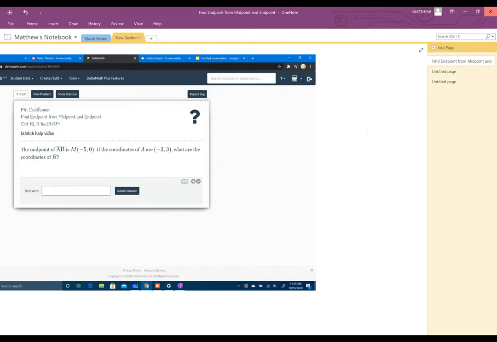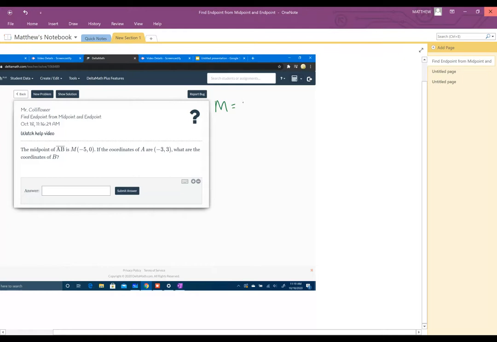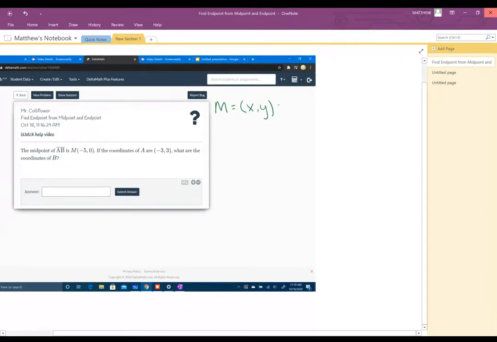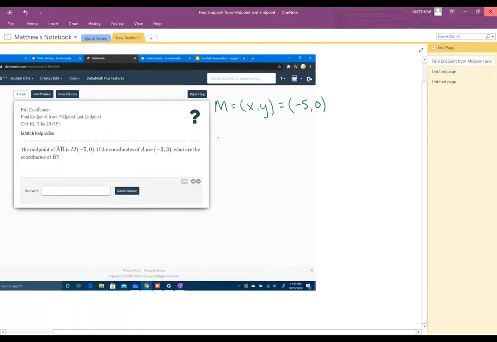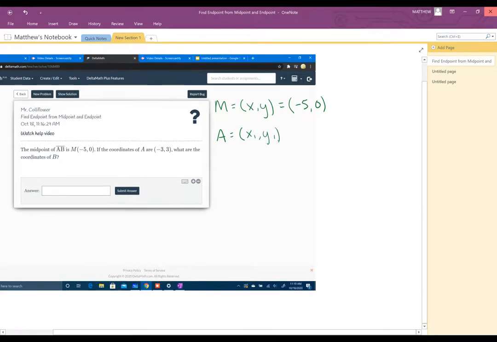So the first thing I want to do is set some points equal to some values that I know. So my midpoint, which is M, has coordinates x and y, and those are given to me. They are -5, 0. My point A, which I'm going to let be x1 and y1, has points that are -3, 3.